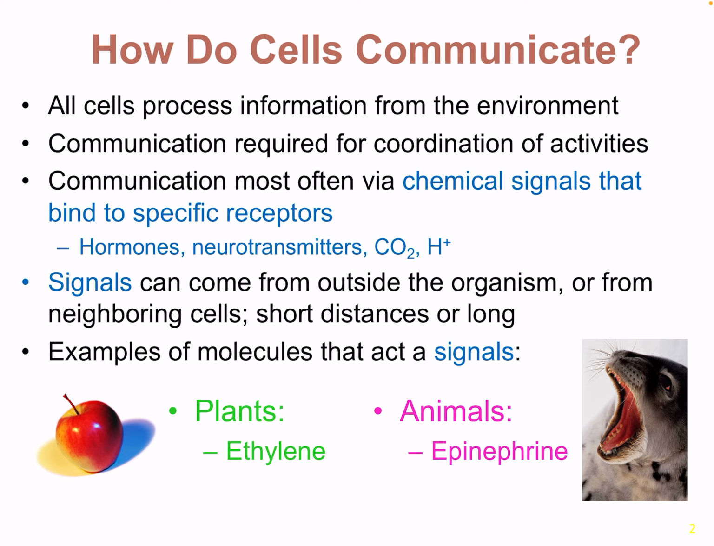So how do cells communicate? All cells process information from their environment. Communication is required for coordination of activities. Communication is most often via chemical signals that bind to specific receptors, like we've talked about before.